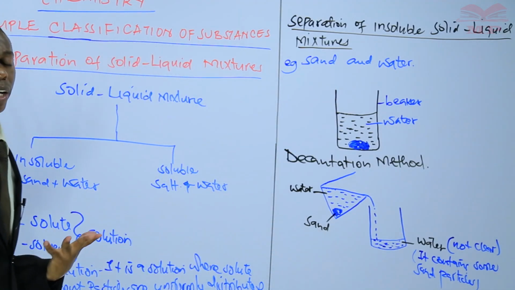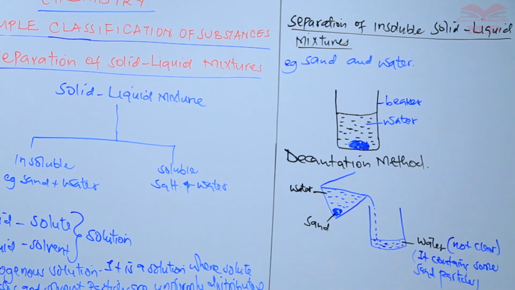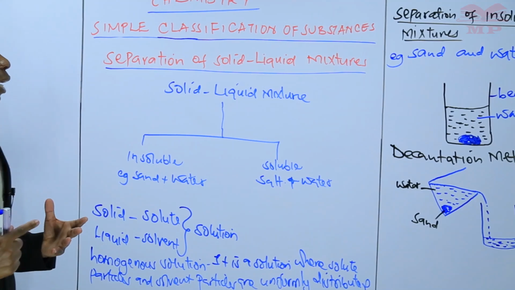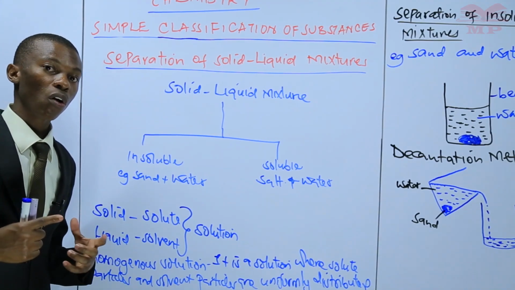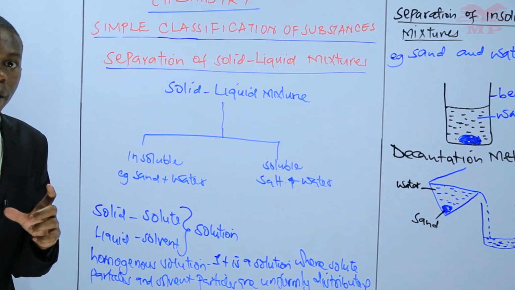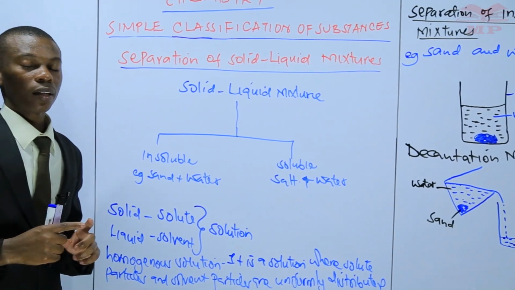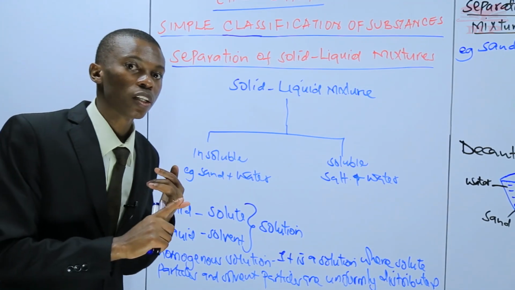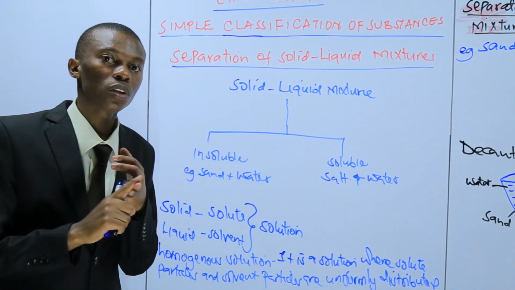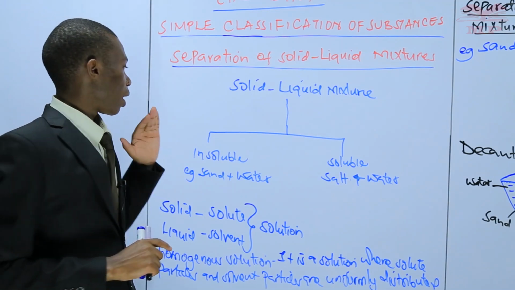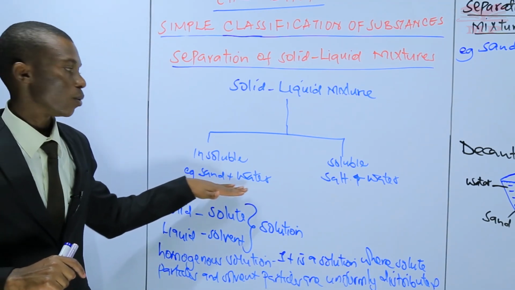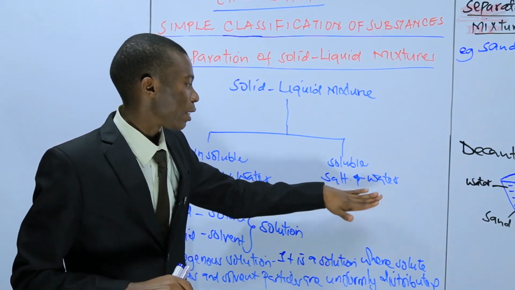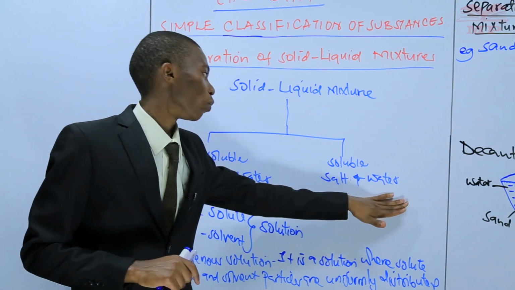Therefore, that brings us to the end of our lesson. But before we end this lesson, I want us to review what we have just said. We are discussing separation of solid liquid mixtures. The solid liquid mixtures, again, we have said there are two categories: the insoluble solid liquid mixtures and the soluble solid liquid mixtures. We have given the example that sand and water is an insoluble solid liquid mixture, and salt and water is an example of a soluble solid liquid mixture.